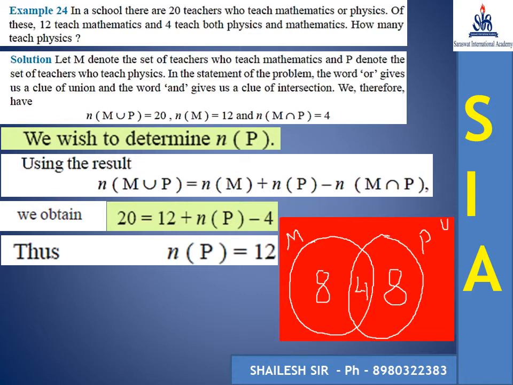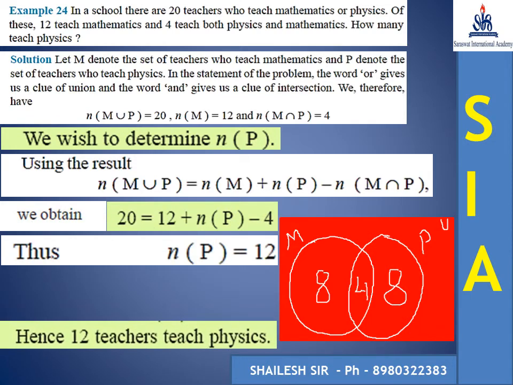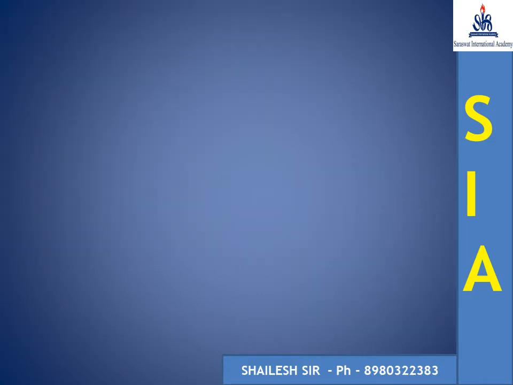Similarly, for physics, I know that n of P is 12, so since 4 is already written, outside the second circle I have written 8. Students, here the first 8 indicates only the math subject, and the second 8 indicates only the physics subject. So my last answer: hence 12 teachers teach physics. Yes, happily done. Next one.